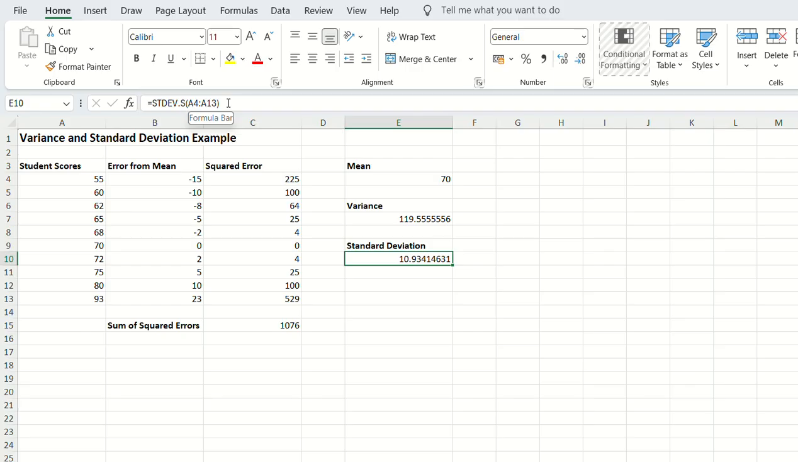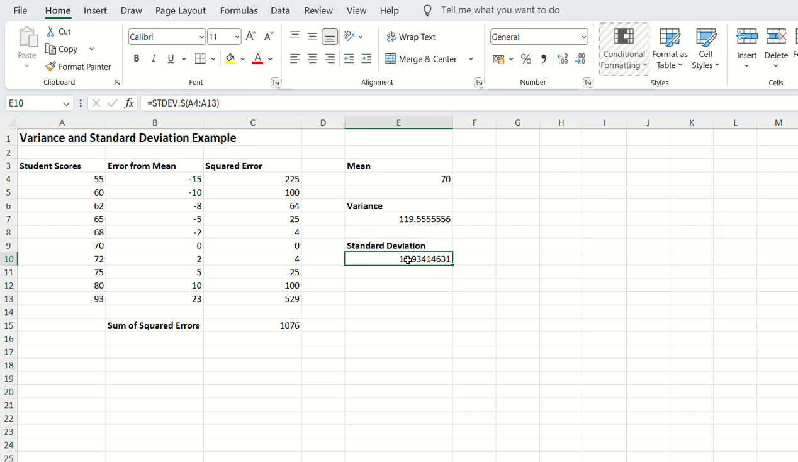So what variance tells us is how spread out the scores are, and what standard deviation tells us is, if it's small, our data is consistent. If it's large, the data is spread out, right? So there's inconsistency in the data.